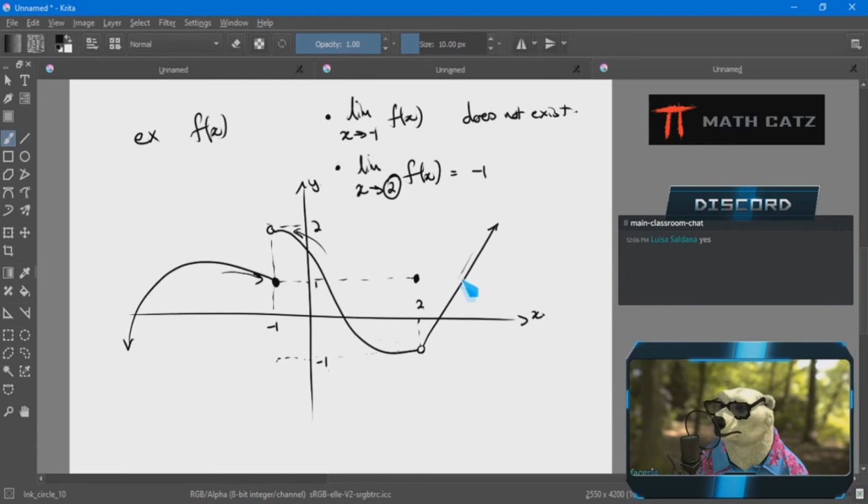If I travel along the graph from the right, what y value is it suggesting I go to? It's -1. If I travel along the graph towards x equal to 2, I'll never get there. I'm just traveling towards it. Then I pause and ask the function, which y value are you going to? -1.